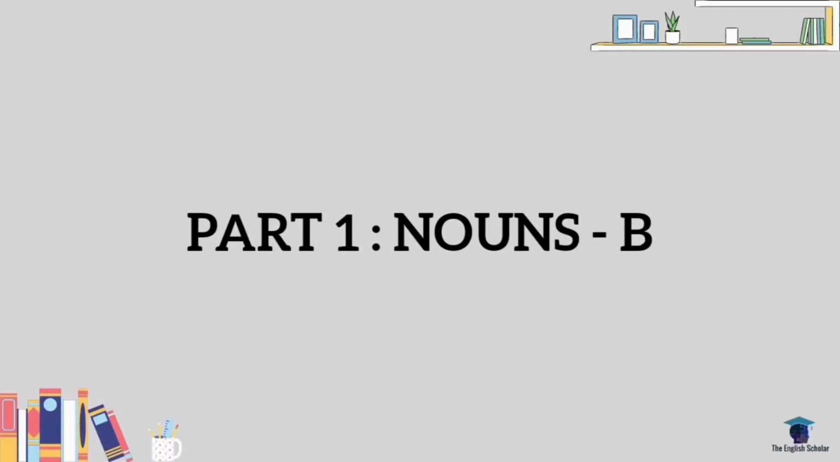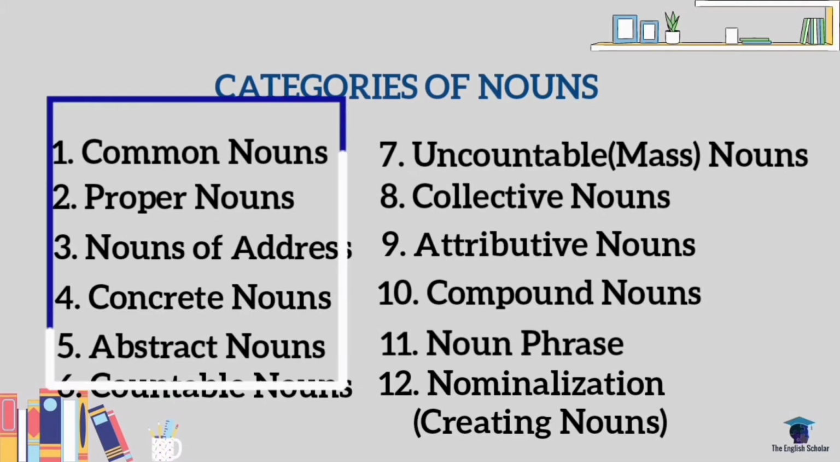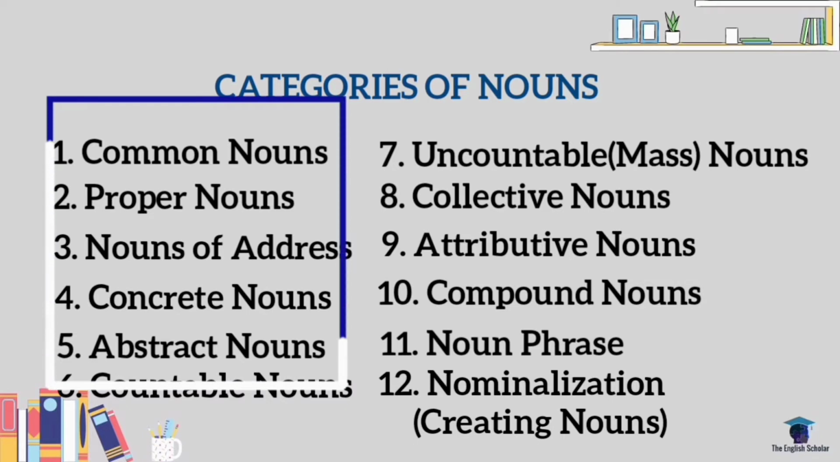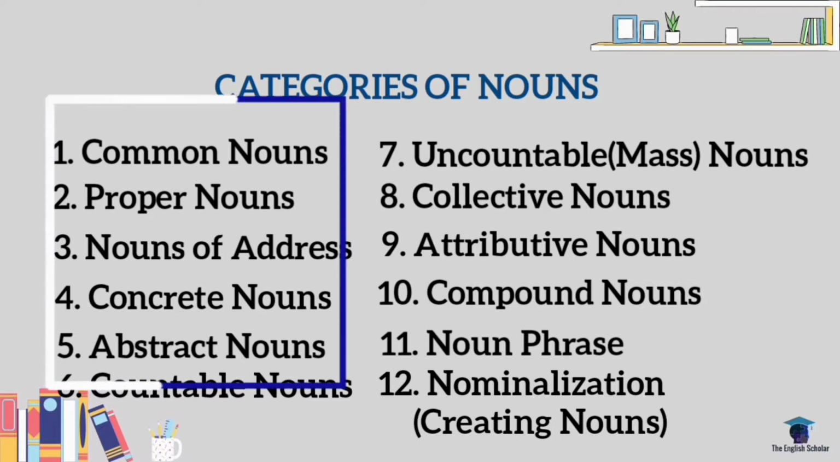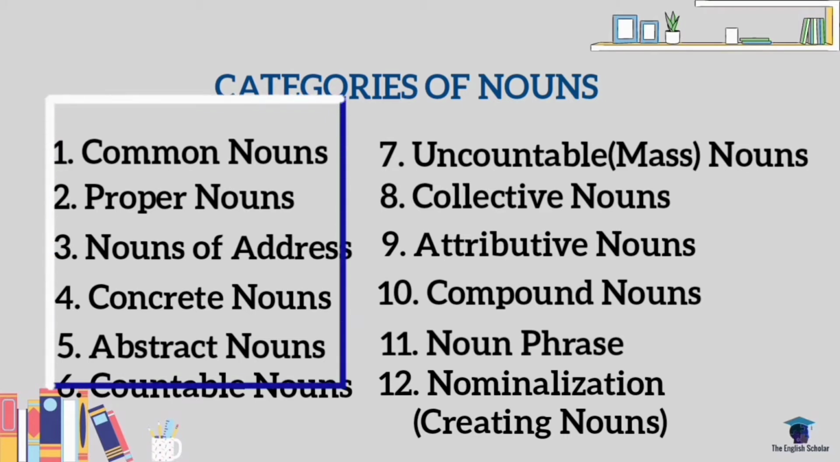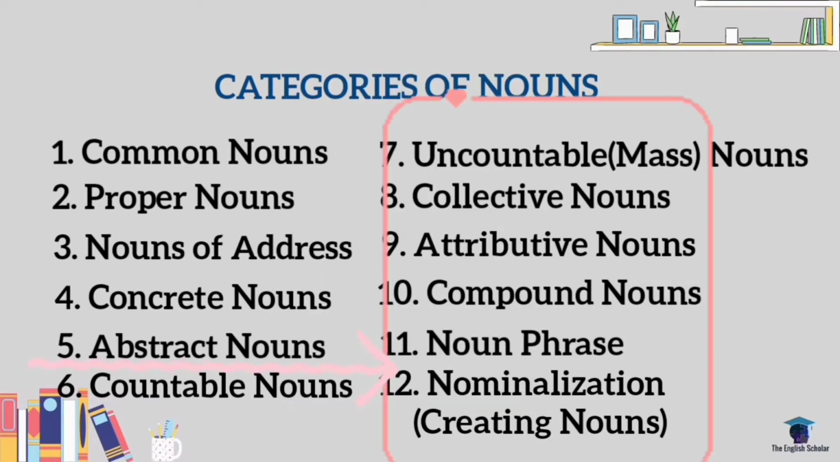In part 1-B of our series in Fundamentals of Grammar and Punctuation, we discussed the 5 categories of noun among the 12. To name, we discussed common nouns, proper nouns, nouns of address, concrete nouns, and abstract nouns. Now that we know the functions of a noun and 5 of its 12 categories, we'll proceed in discovering the 7 more categories left in this video.